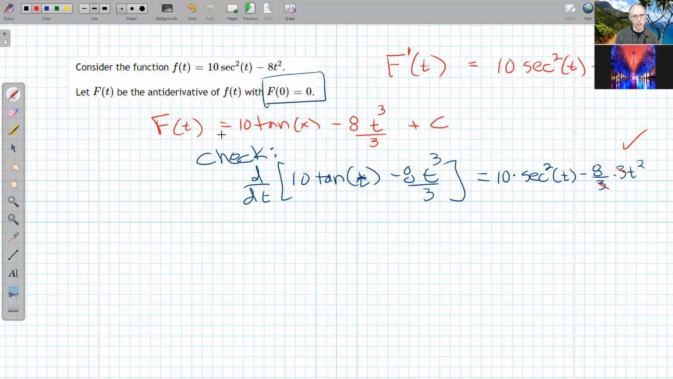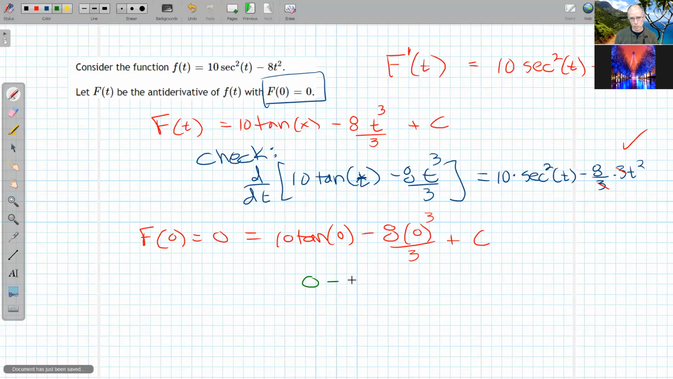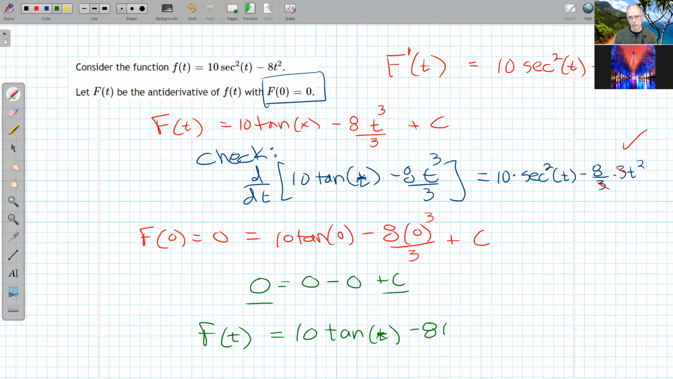Next is to plug in the given information. If I plug in a 0, the answer should be 0. So F of 0 equals 0 means 10 tangent of 0 minus 8 times 0 cubed over 3 plus c is equal to 0. Cleaning that up a little bit, c is the only thing missing. Tangent of 0 is 0. 0 cubed is 0 times 8 is 0 divided by 3 is 0. So I get 0 minus 0 plus c is 0. This tells me c has to be 0 also. So then the function I want would just be that simple antiderivative, 10 tangent t minus 8t cubed over 3. Okay, so I needed that extra information to get rid of the c.